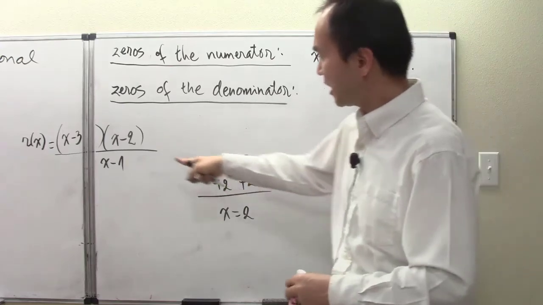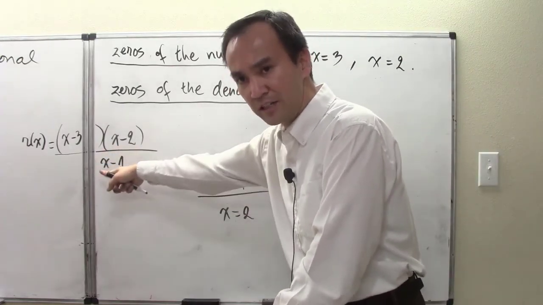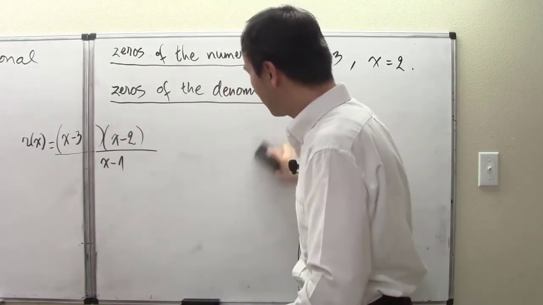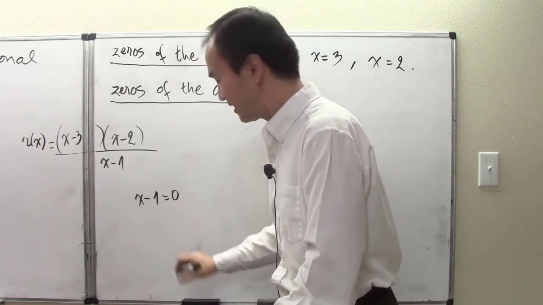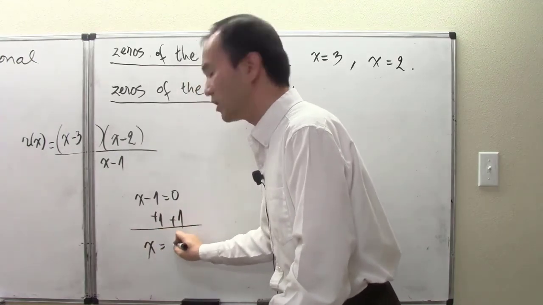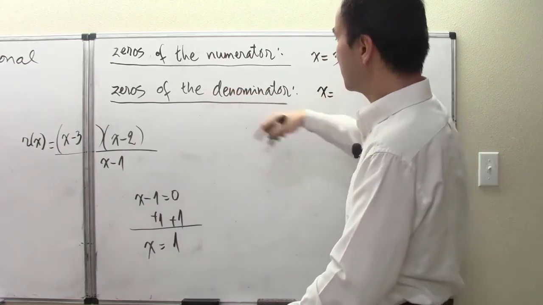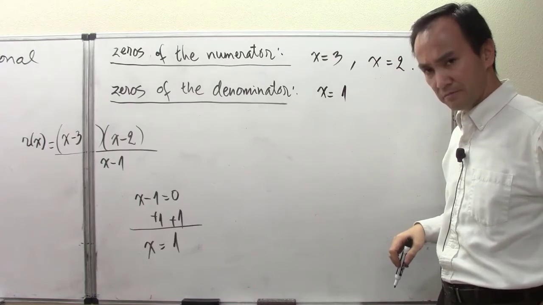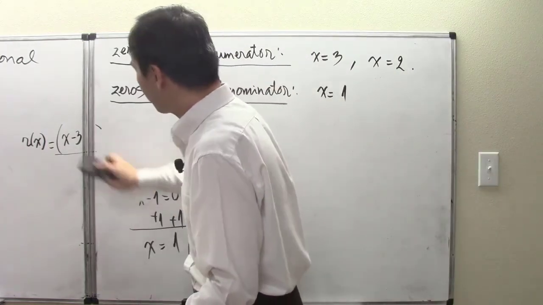Let's now look at the denominator, and this is the distinct and the only linear factor in our denominator. So now I'm going to simply set that x minus 1 equals 0. Adding 1 to both sides solves for x, and x now equals 1. So this is a zero of the denominator. So now we found all zeros from the numerator and from the denominator.